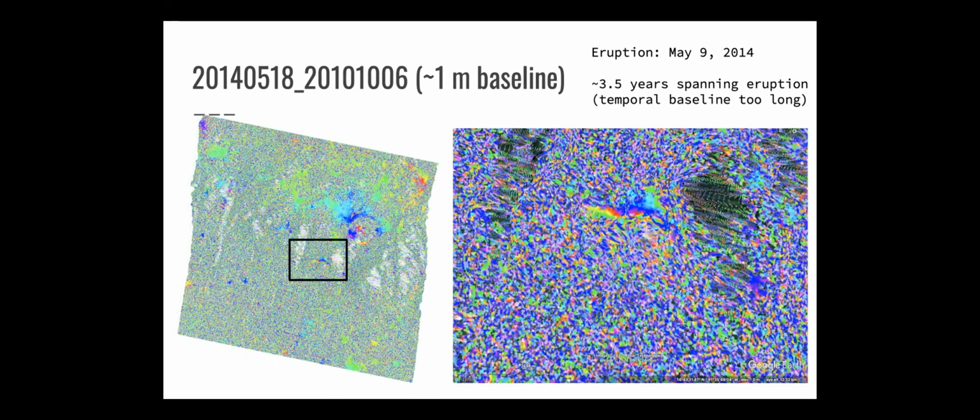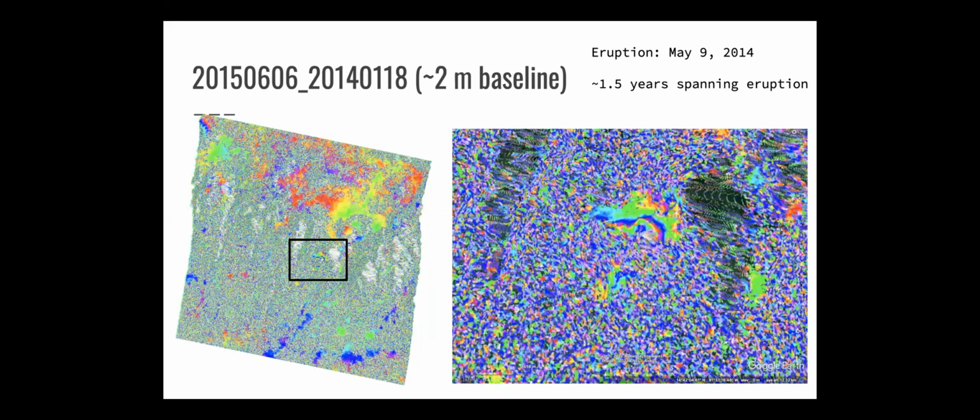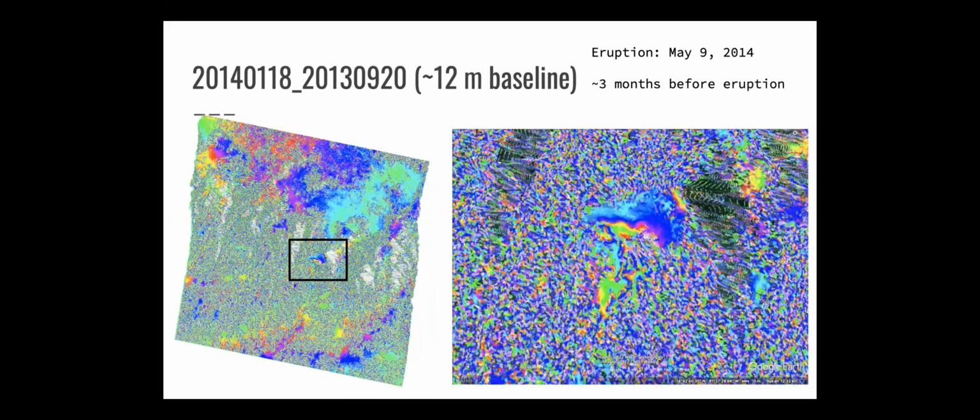And then here's just an example of how, even though the perpendicular baseline was very small, there's a certain point where the time span of 3.5 years was too long to get anything really that's coherent. And yeah, I think that was my last... some more interferograms. And as you can see, there was a lot more coherence in the less vegetated areas to the north.